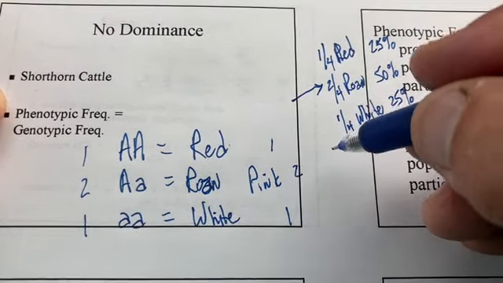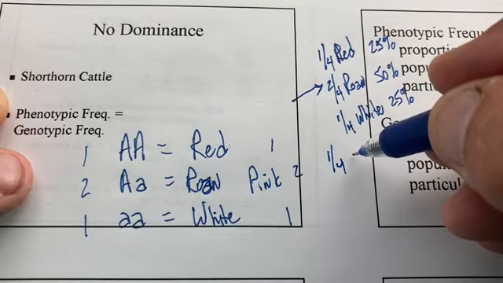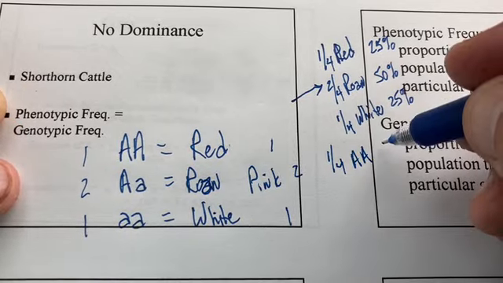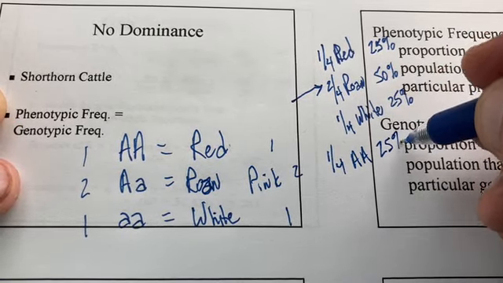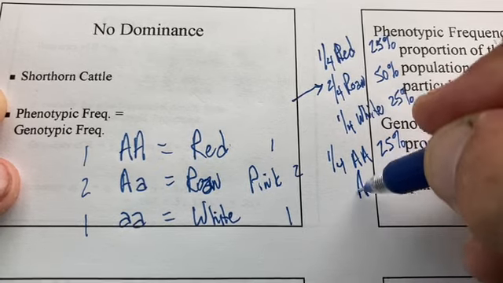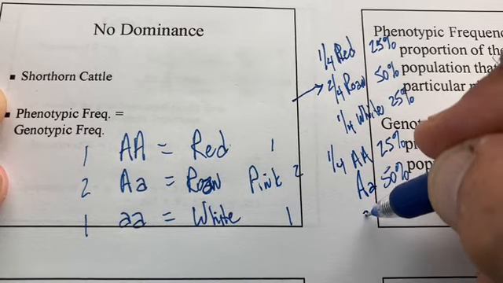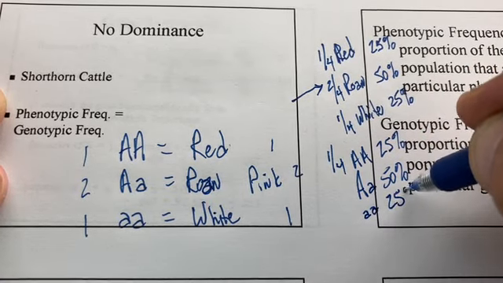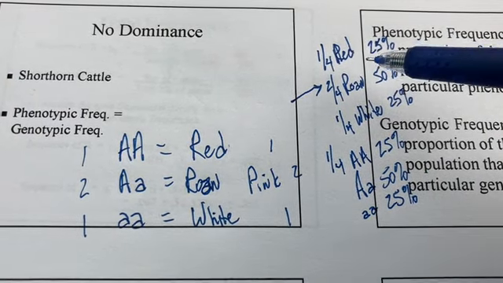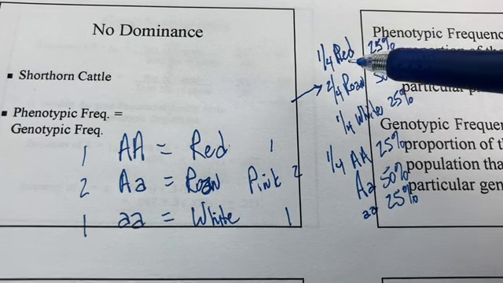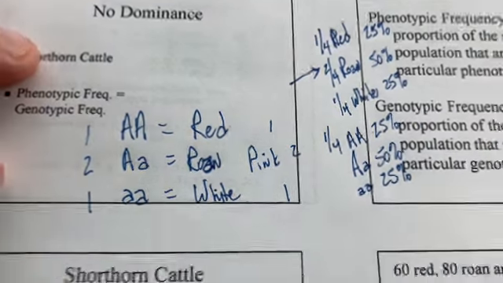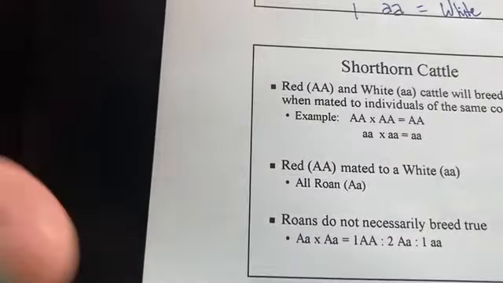And the same thing here. I've got 1/4 that are homozygous dominant. So I'm going to have 25% for big A, the same 50% big A, little a, and the same 25% little a. So genotypic frequency, phenotypic frequency, basically the numbers are the same. It's just here we identify with a color, and here we identify with a genotype or genetic pool. So, boom. There you go.